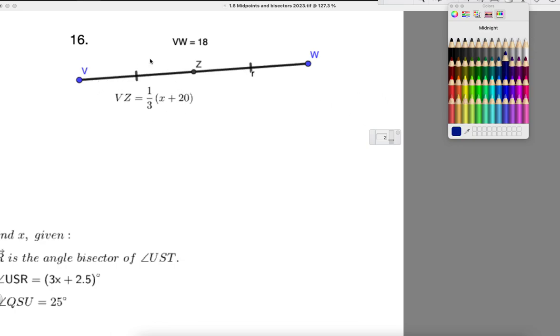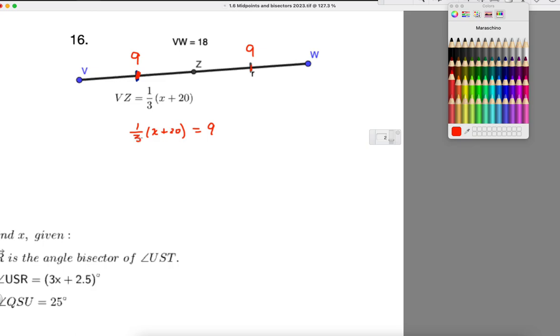Okay, so I've got my congruent symbols here. So what is the value of VZ? It's got to be half of 18, right? So this has to be 9, and this has to be 9. So VZ is 1/3 times x plus 20. That must mean that 1/3 times x plus 20 has to be equal to 9. And then we can solve for x.